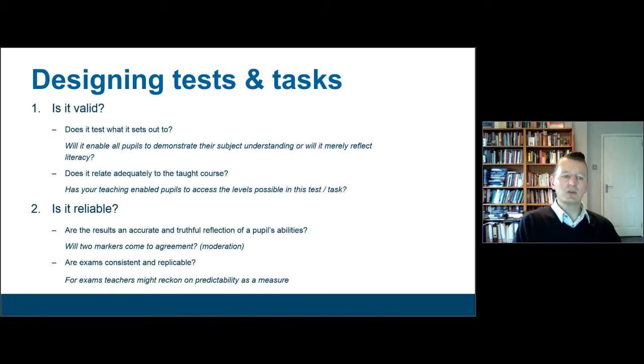And then the second question to ask ourselves is, is the test reliable? Are the results accurate, and are they a truthful reflection of the pupil's abilities? If I marked a test after you'd marked it, would we come to agreement on what it was, or does it require you to make partial judgments? In other words, are those exams consistent and replicable? For exams, teachers might reckon on using predictability as a measure of this, and if exams are consistent and replicable, then it should be possible for you, when you've understood how the exam works, to make fairly accurate predictions about how your children would do on the final examination.